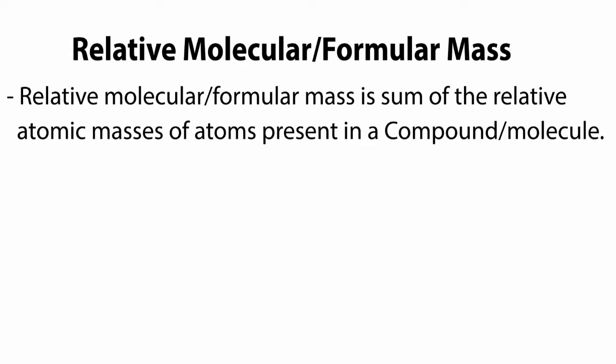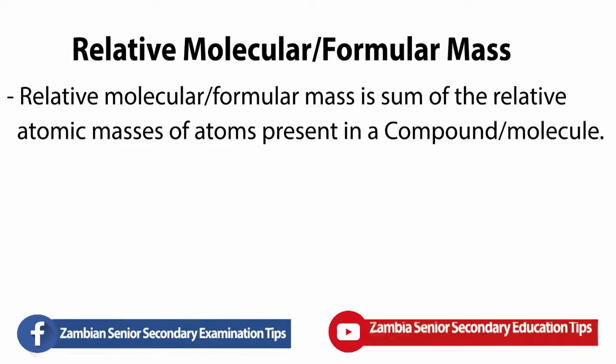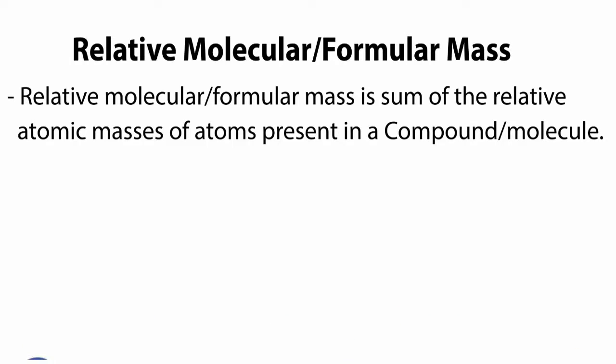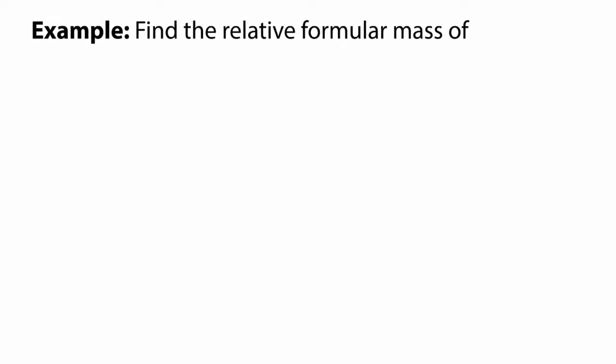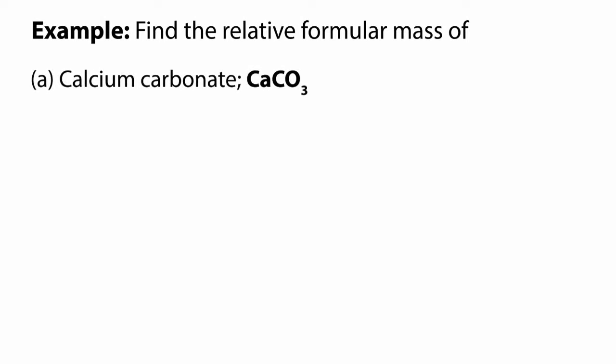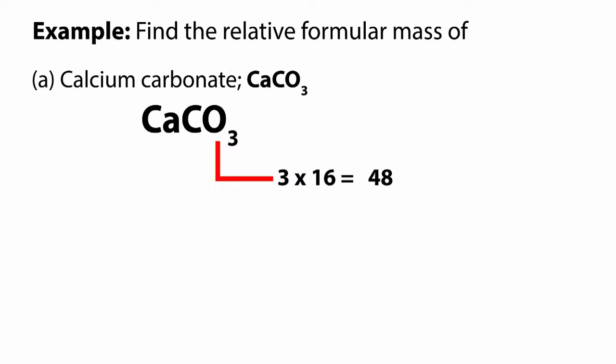Relative molecular mass or formula mass is the sum of all relative atomic masses of atoms present in a compound or a molecule. Example, find the relative formula mass of calcium carbonate. If you look at this compound, we have 3 atoms of oxygen. So it's going to be 3 times the relative atomic mass of oxygen, which happens to be 16. And this gives us 48.